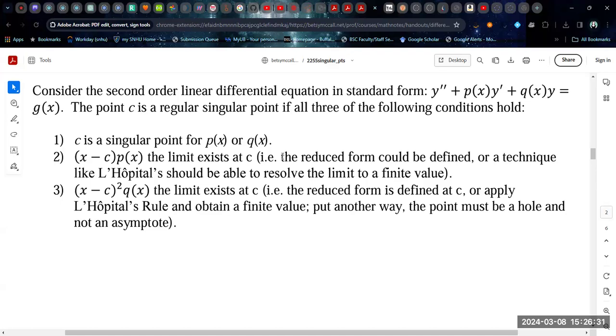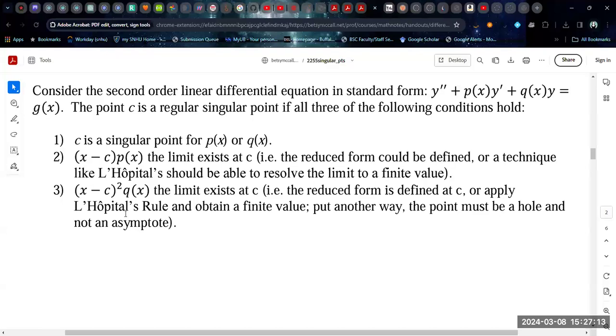So you may need to use an algebra technique or L'Hopital's rule to resolve the limit, but as long as you get a finite value for the limit, then you're good. For Q, you would multiply by (x - c) squared. And if the limit exists, and all of these conditions hold, it's a singular point, and multiplying P by this factor and multiplying Q by this factor squared, if both of these limits exist and are a finite value, then this is a hole rather than an asymptote.